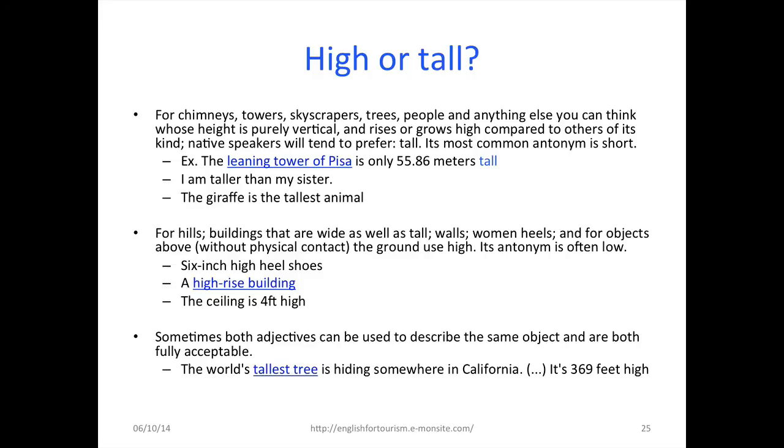For hills, buildings that are wide as well as tall, walls, and for objects above the ground without physical contact, use high. Its antonym is often low. 6-inch high heel shoes. A high-rise building. The ceiling is 4 feet high. Sometimes both adjectives can be used to describe the same object and are both fully acceptable. The world's tallest tree is hiding somewhere in California. It's 369 feet high.